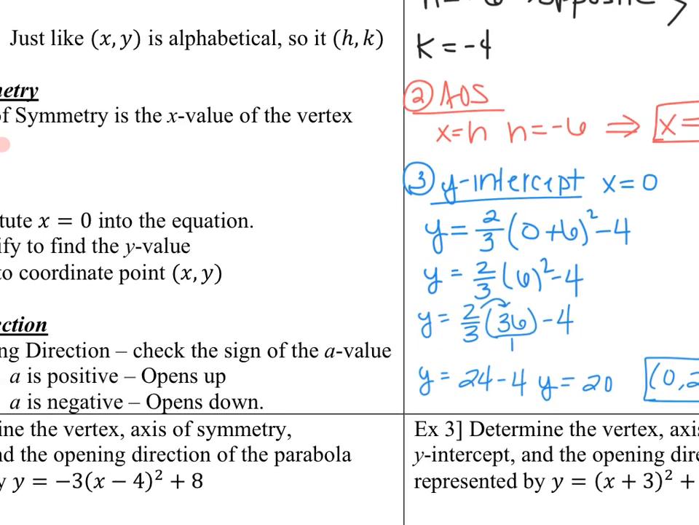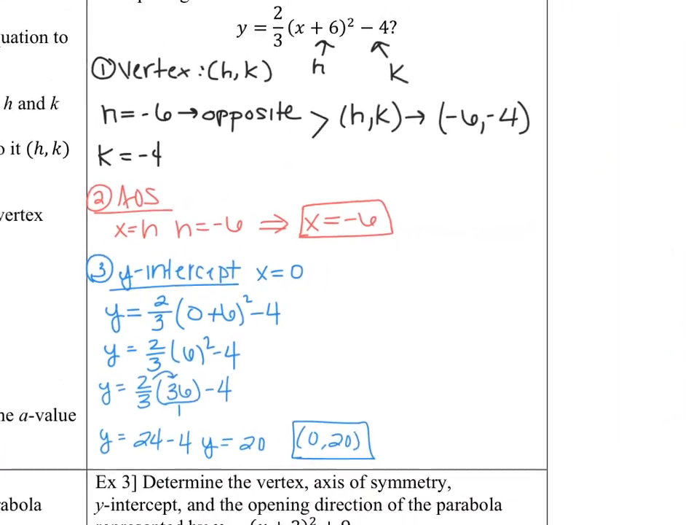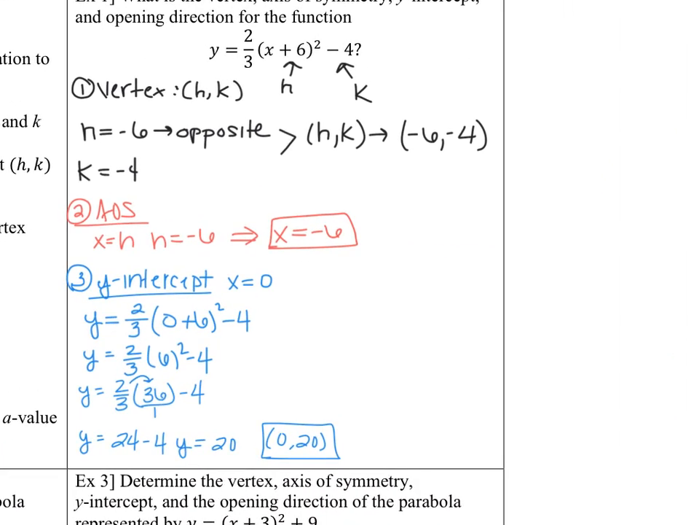Last but not least is we're going to find the opening direction. So this is the same as it was before. If your A is positive, it opens upwards. If your A is negative, it opens down. So let's look at our equation. So for step 4, we're going to find the opening direction.